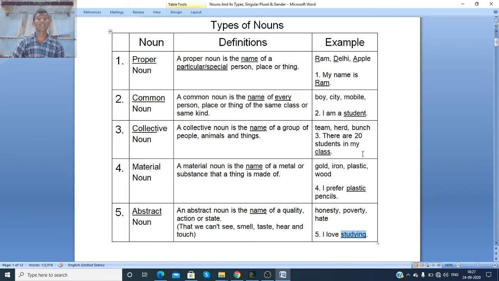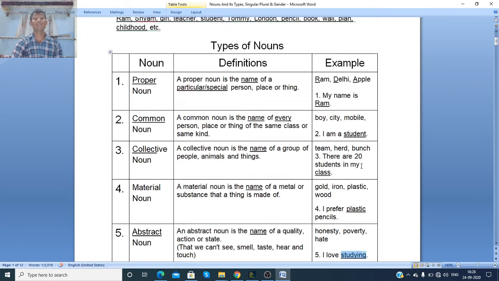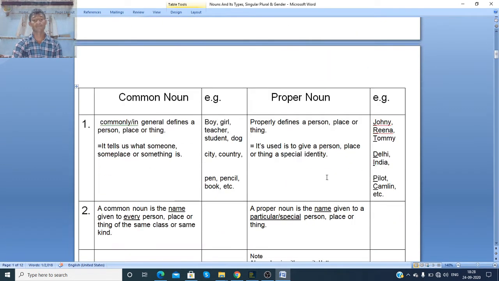So: my name is Ram. I'm a student. There are 20 students in my class. I prefer plastic pencils and I love studying. All these five sentences contain all five types of noun and are easy to remember because they are just a brief introduction about yourself. So let's talk about these nouns in detail. The difference between common noun and proper noun can confuse you.